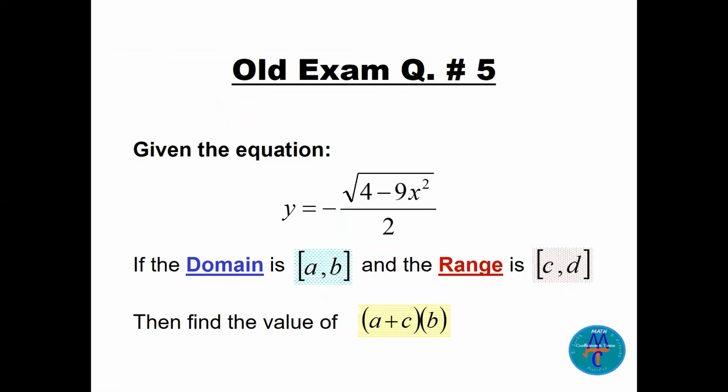Question number 5 is interesting. Given the equation y equals minus square root of 4 minus 9x squared, all divided by 2. Let's say the domain is a to b and the range c to d. After you find that from the graph, find the value of (a plus c) times b. So don't use the d in the answer.